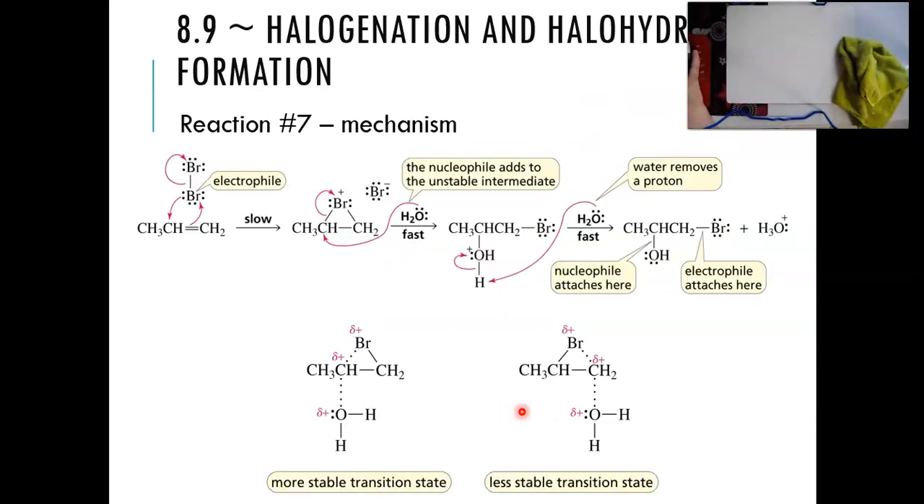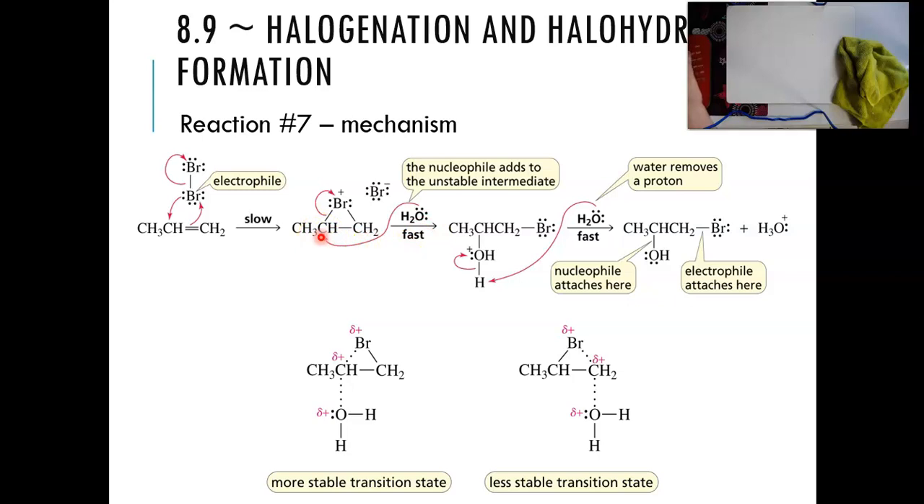So we're going to look at our mechanism for this one, and it looks very similar to our last one. The first step is exactly the same, nucleophilic attack on our bromine, and then our bromine does a nucleophilic attack back on that carbon, and that second bromine is acting as a leaving group. So now we have that 3-atom intermediate, and here's where our water is going to come into play. We're going to do a nucleophilic attack from the water onto our more substituted carbon.